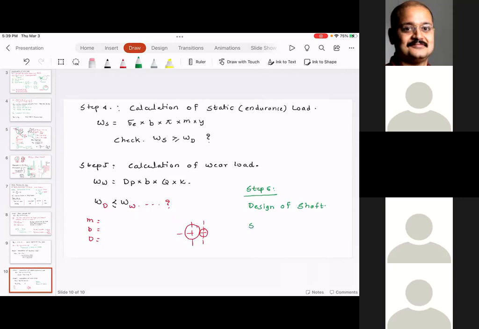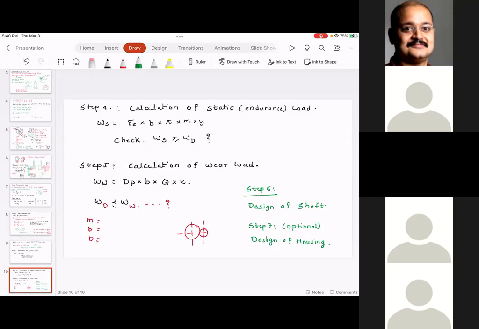And step 7, which is optional, don't do it unless asked, is design of housing. And that finishes the gear design. Are you with me so far? Did everyone understand?